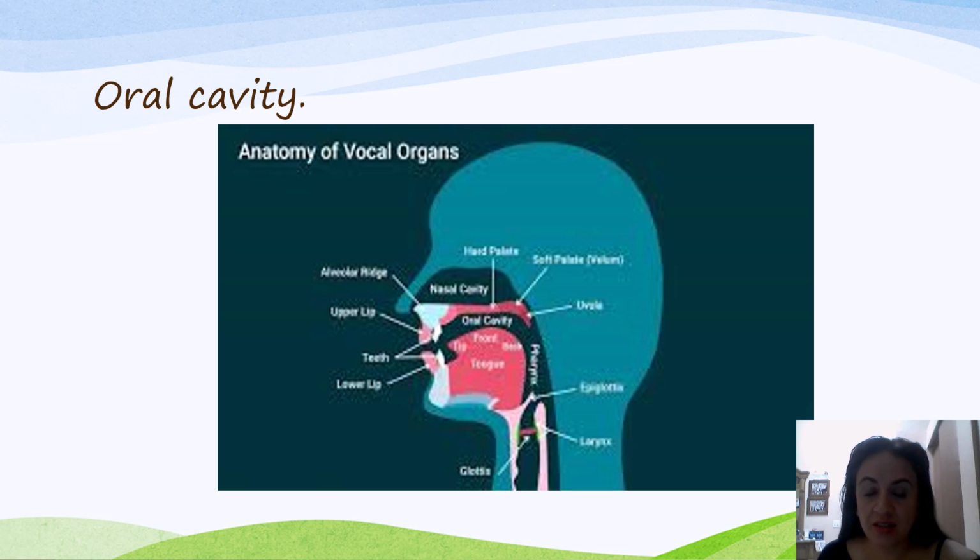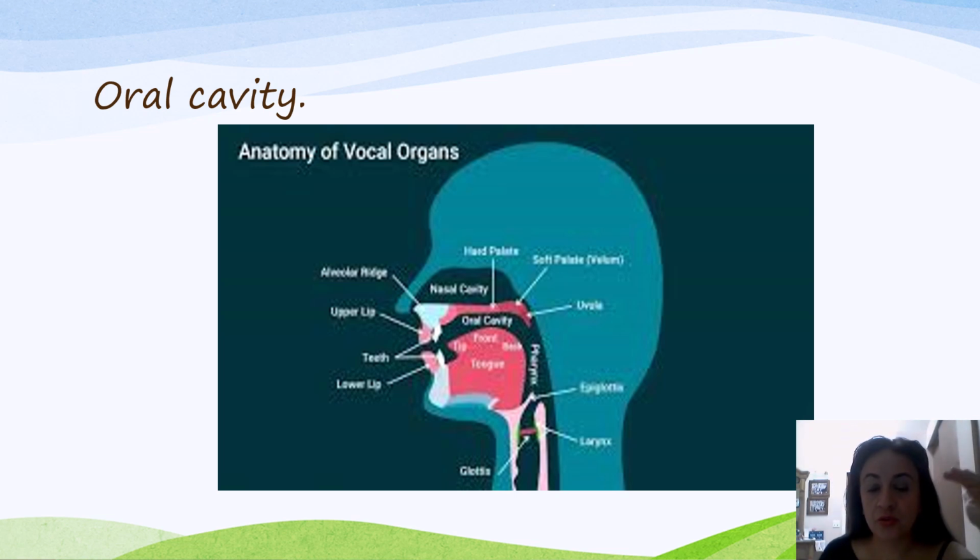First, we need to understand what the articulators are. In this diagram, we can see the parts of the oral cavity. This is the nasal cavity. This is the tongue, the pink part, the lips, upper and lower, the teeth, upper and lower. Just behind your teeth is the alveolar ridge.